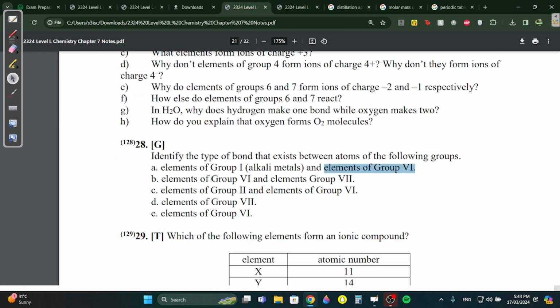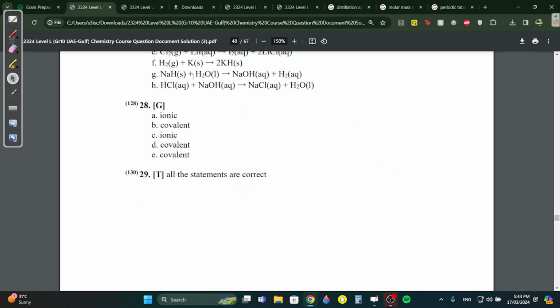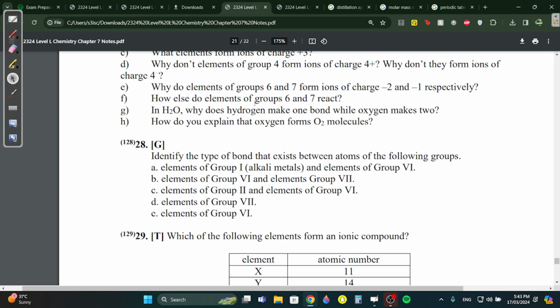Group 6 and group 7, covalent because it's non-metal, non-metal. Group 2 and group 6, ionic. Group 6, group 7, covalent. Group 6 again covalent. Let me make sure. Yeah. 29.